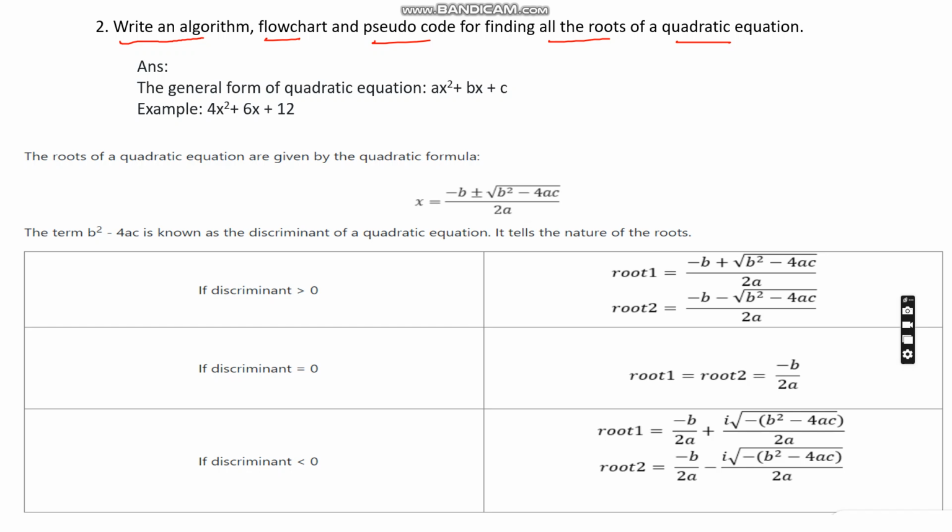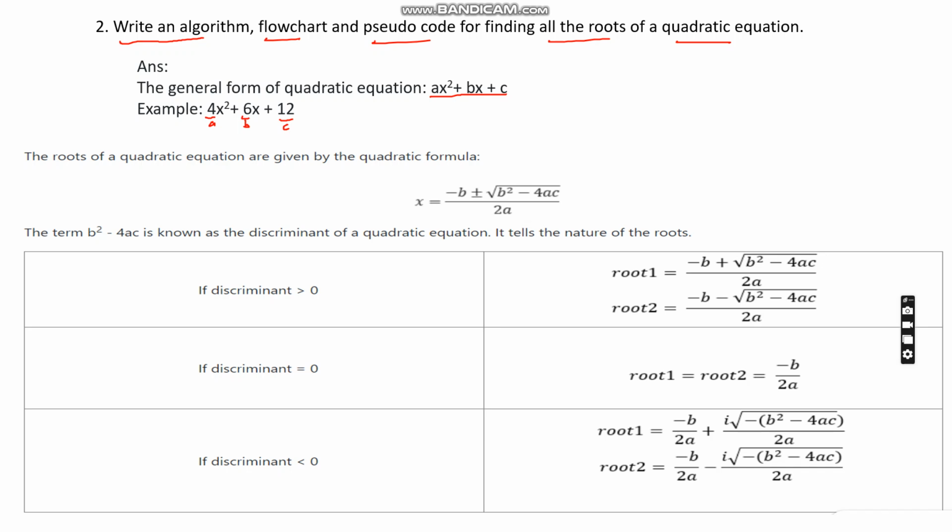The general form of any quadratic equation is ax square plus bx plus c. Here a, b, c are called the coefficients. Here I give one simple example: 4x square plus 6x plus 2. This is the A value, this is the B value and this is the C value. Means the coefficients are 4, 6 and 2.